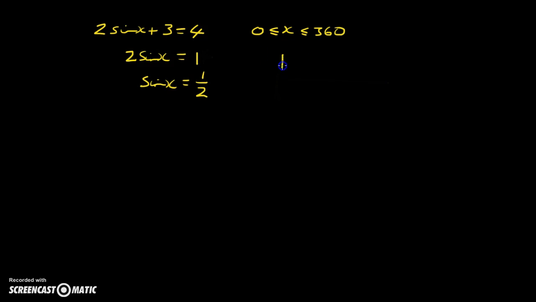So let's draw, and we're going to do this in a couple of ways. The first way, we're going to draw a graph to help us. So a sine graph, a little sketch, something like that. Maximum 1, minimum of -1. So what we're looking for is where sine x equals a half. So we're looking for that value there, and also that value there.